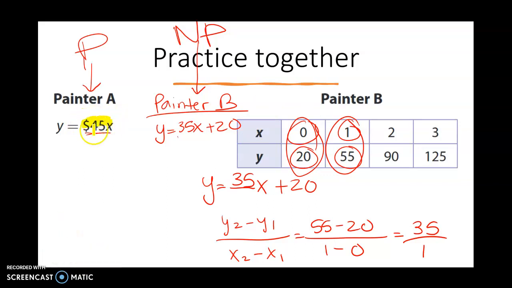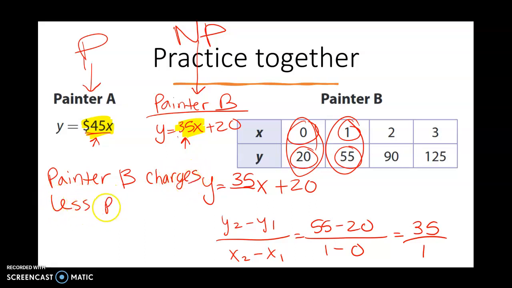Okay, let's compare their hourly rates. Who's cheaper? You got it. Painter B charges only $35 an hour, and painter A charges $45 an hour. So we could say painter B charges less per hour than painter A.